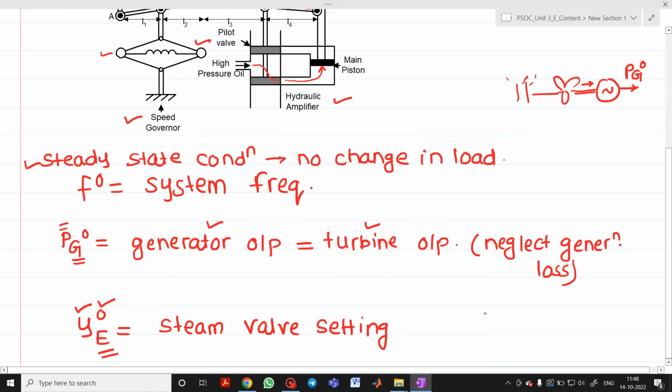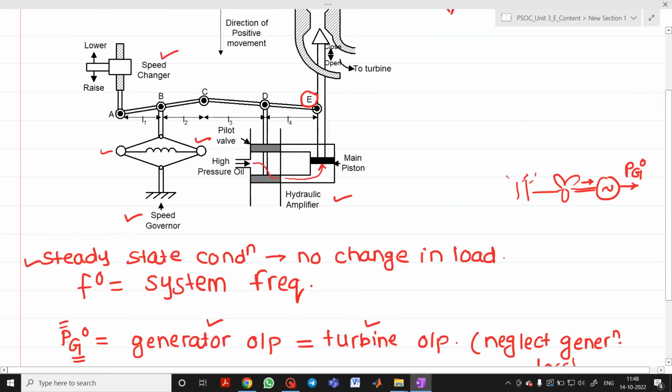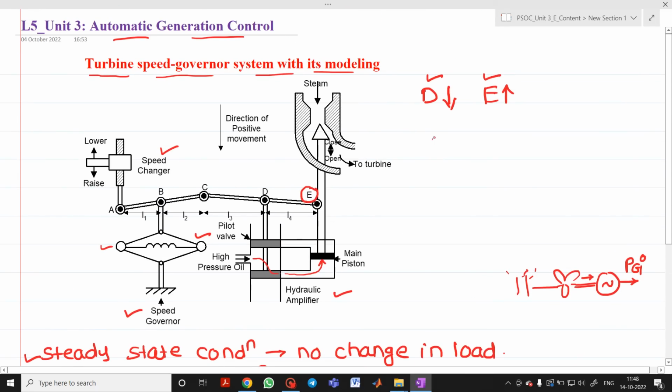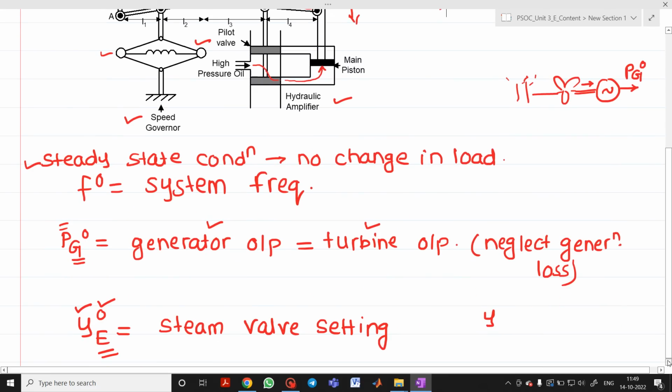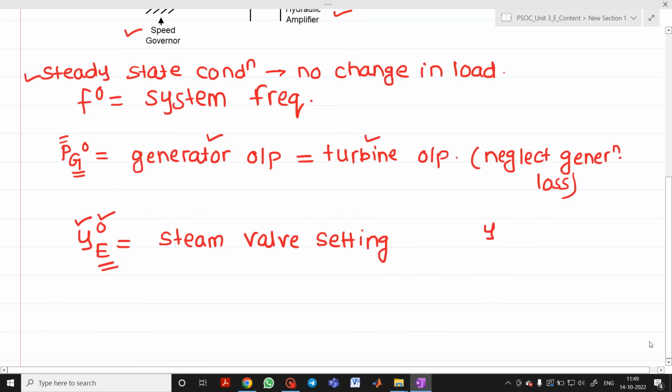Now the question is, why have we taken Y here? Because if you see, the movement of the linkage mechanism will be in an upward direction or in a downward direction. The movement will be along the y-axis, and not along the x-axis. So that's why we have taken Y-E0. E is the point where the steam connection is there, and Y means it is moving vertically, that is along the y-axis. Your E point or D point will move along the y-axis.